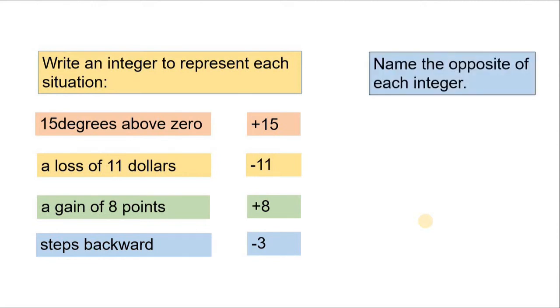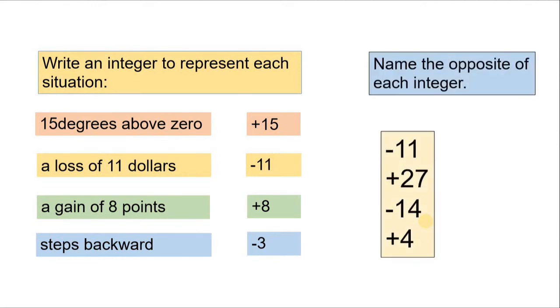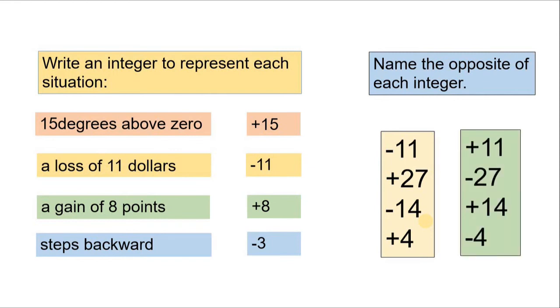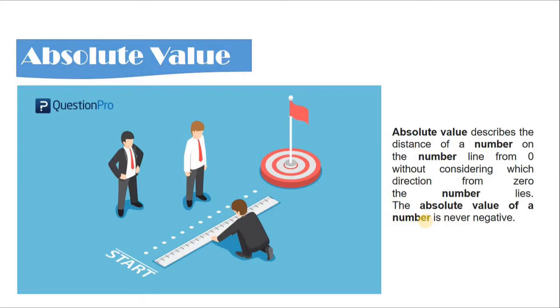So name the opposite of each integer, like we have negative 11, positive 27, negative 14, positive 4. And their opposites are these numbers. Okay? So let's proceed with absolute value.